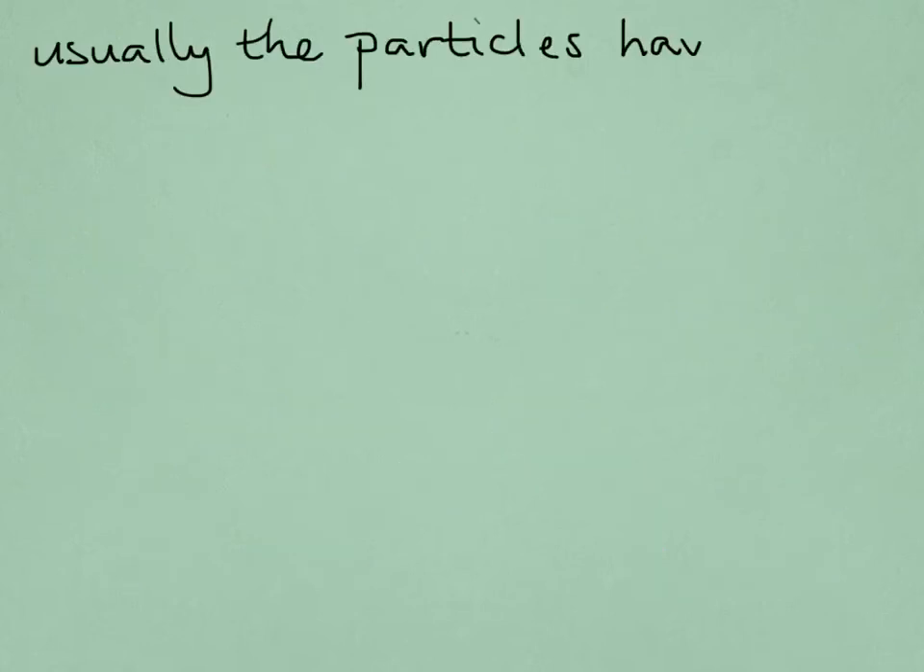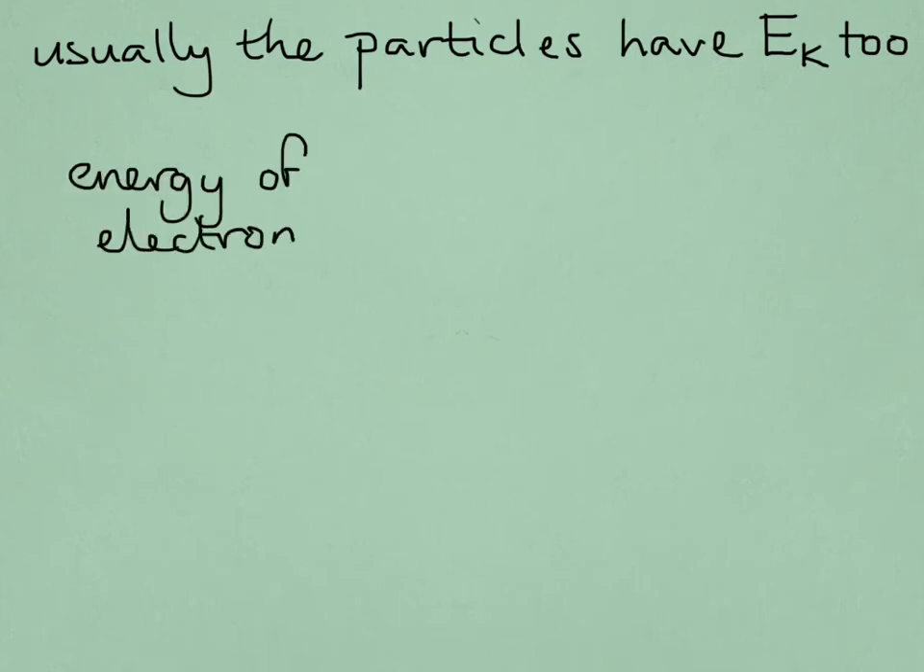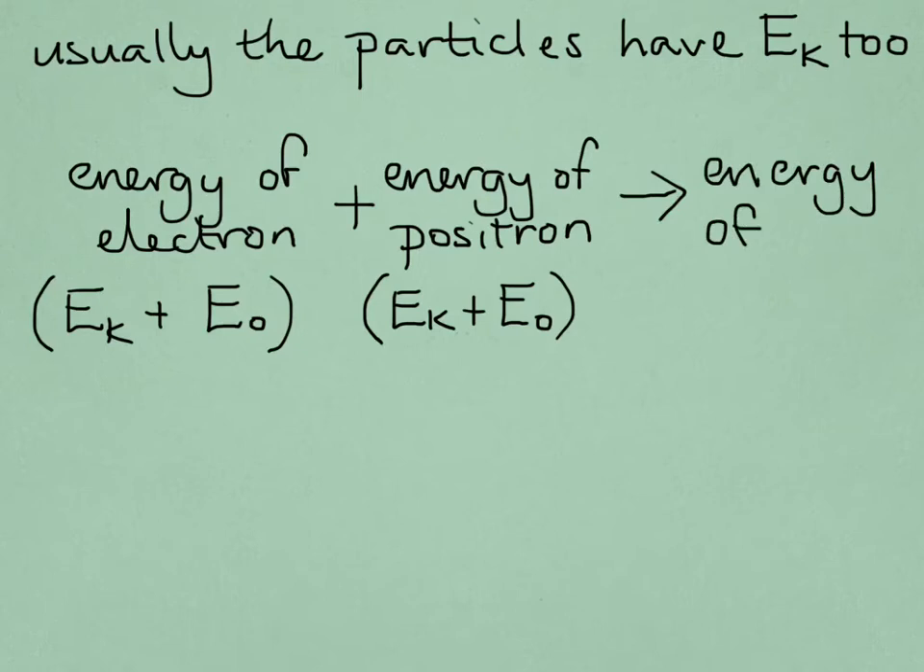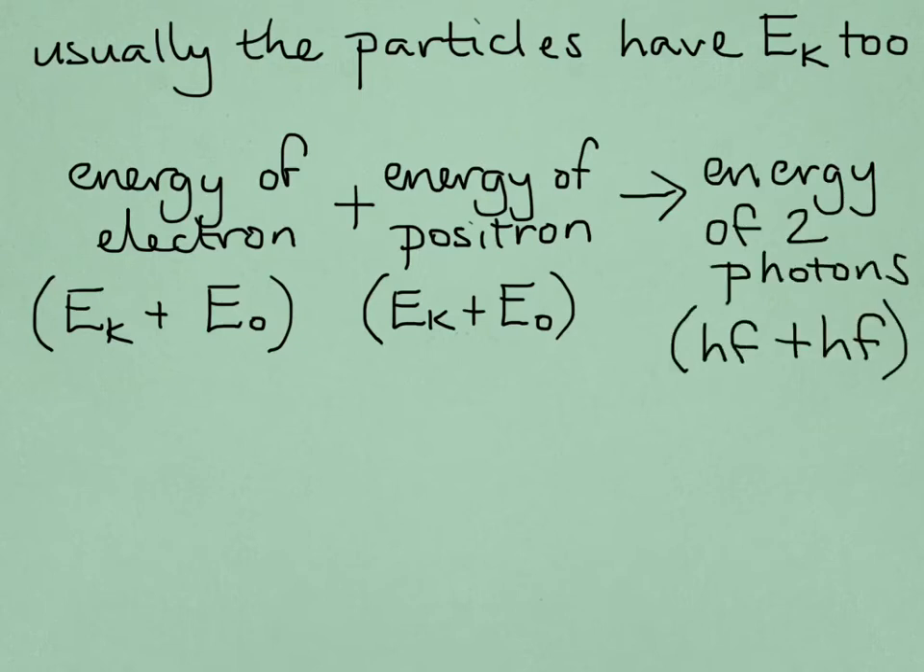Now usually the particles have kinetic energy as well, so if we start with the energy of the electron, we could represent that as kinetic energy plus rest energy. The positron may have some kinetic energy as well, so kinetic energy plus rest energy. And that becomes the energy of the 2 photons, hf plus hf. So all the extra kinetic energy will add to the energy of the two photons, so they can end up with a higher frequency.